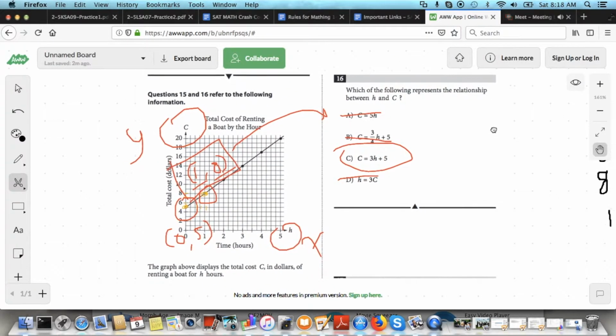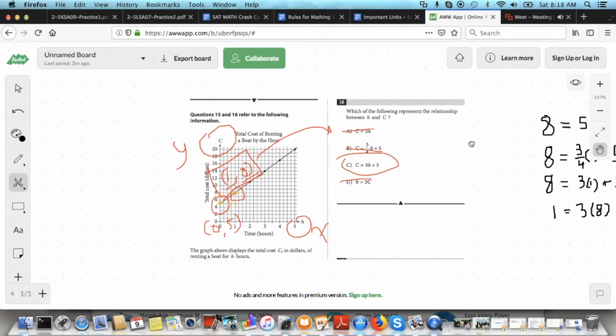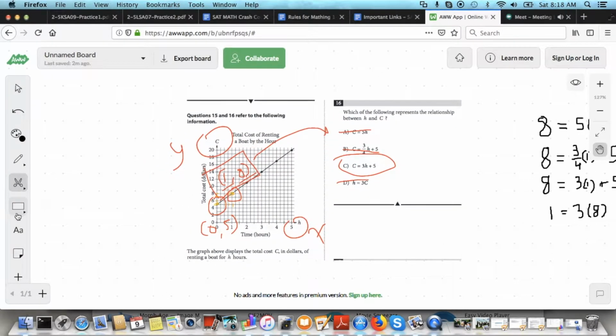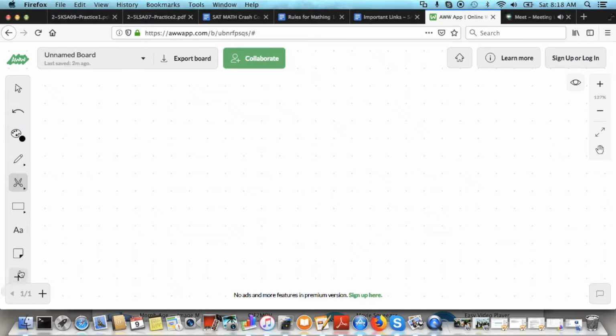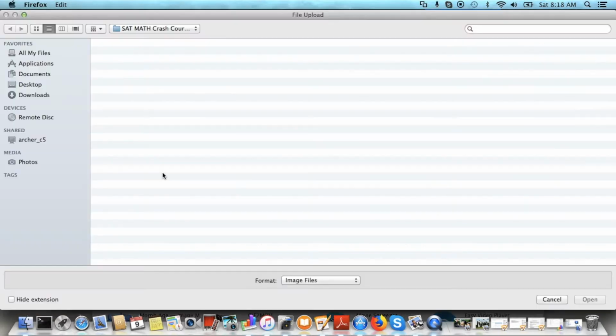All right, so let's go to the next one. I'll clear the whiteboard. Did anybody get that, by the way? Did anybody get the correct answer choice for 16? Yes, but not with that. You just use y equals mx plus b form, which is cool too, but you see the other way as well, how to do it?